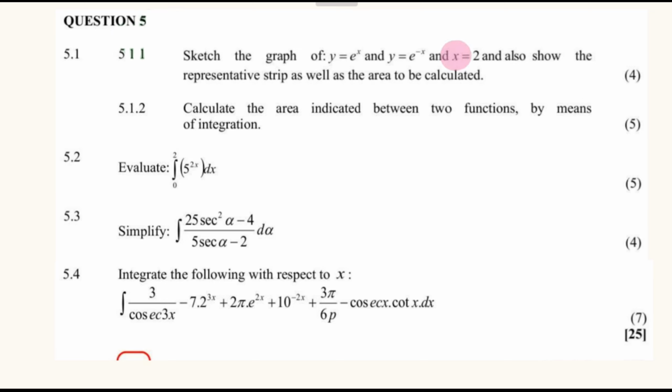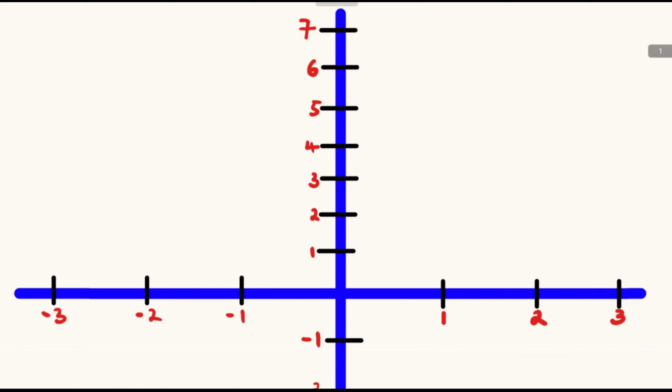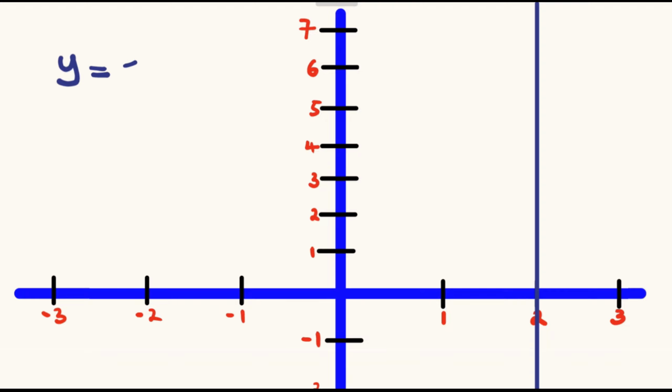We are sketching three functions: x equals 2, y equals e to the power negative x, and y equals e to the power x. Let's start by plotting x equals 2. So we draw the graph x equals 2, and we draw the graph y equals e to the power x.